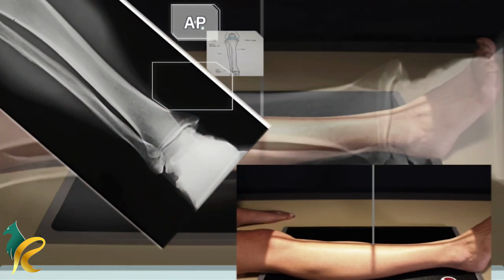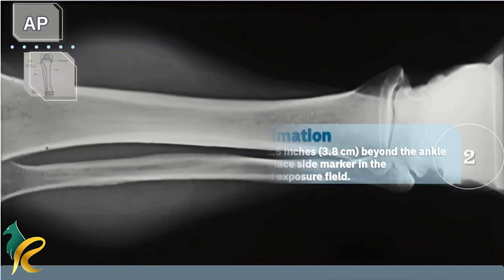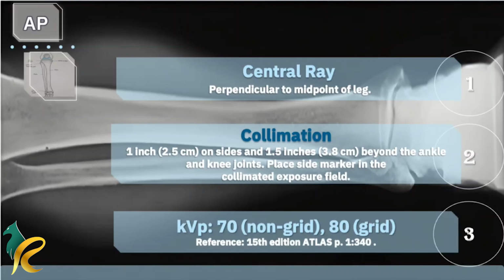Our central ray is perpendicular to the midpoint of the leg, and our collimator is 1 inch or 2.5 cm inside, 0.5 inch or 8.3 cm beyond the ankle and knee joints. If we are not using a grid, our kVp is 70, but when using a grid we must increase it to 80.